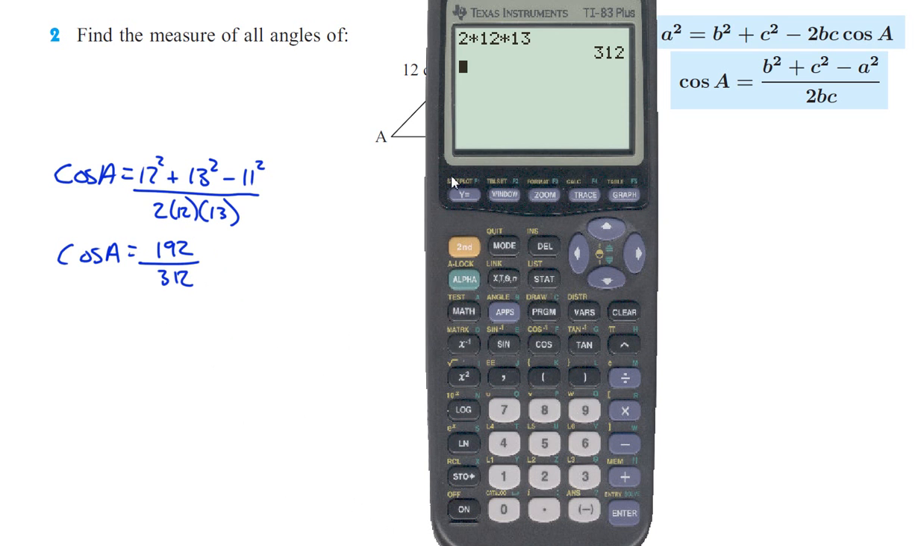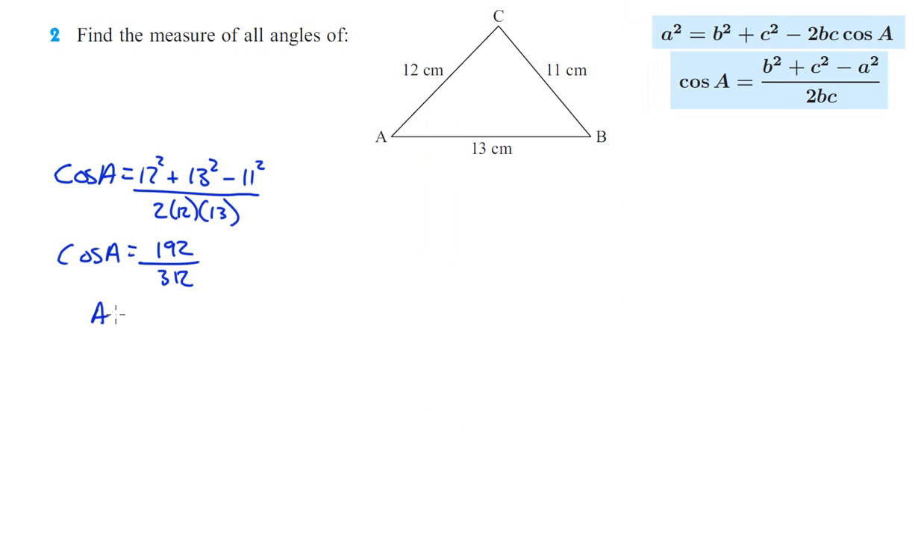Since we're looking for an angle, we do second cosine of 192 divided by 312. That gives us 52.02, so we'll call A equals 52.0 degrees. Now that you have this one, we can still use the cosine formula to find one of the other two angles, which is going to be our most accurate way of finding the other angles, because then we're going to have all numbers that have not been rounded off.